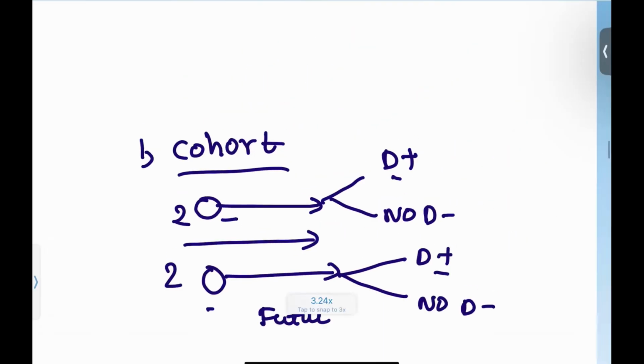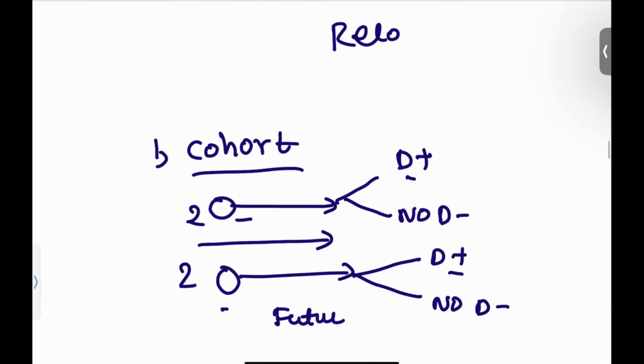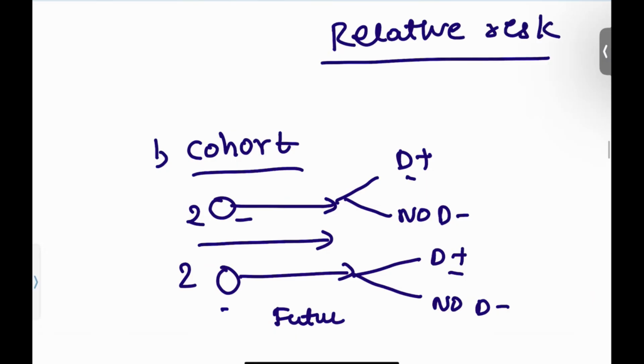And for this, what are you going to check? Relative risk you are going to check. This is specifically focusing on incidence, so new cases. What we are studying is the cohort, right?